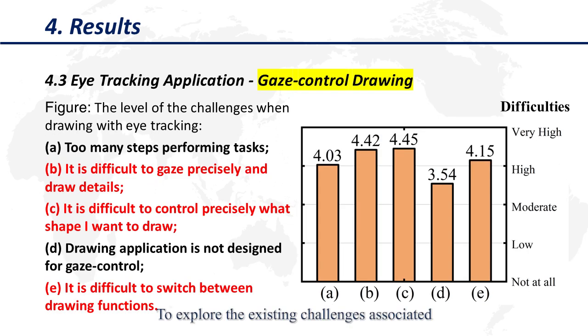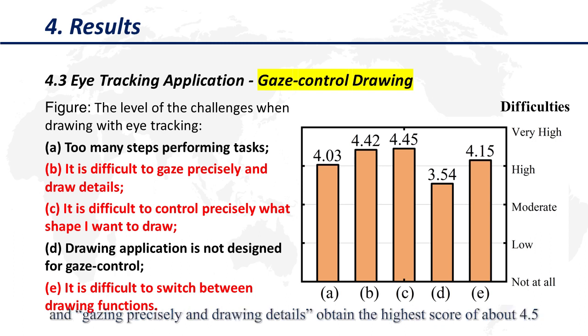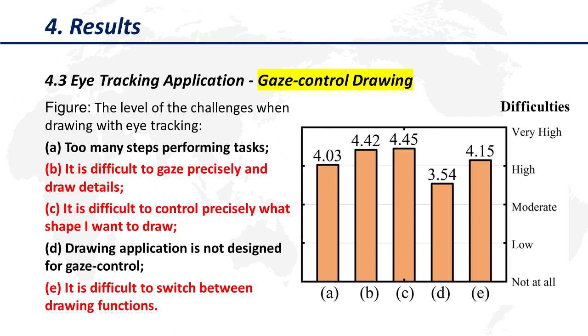To explore the existing challenges associated with computer graphics software further, 5 challenges were examined in the context of drawing. The figure on the left shows all 5 issues associated with gaze control drawing achieved significantly high scores, signifying very high difficulties. Meanwhile, controlling the shape precisely and gazing precisely in drawing details obtained the highest score of about 4.5. Too many steps when performing tasks and the difficulty in switching between tools also result in relatively high scores.